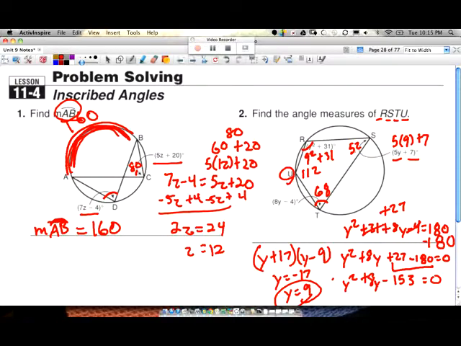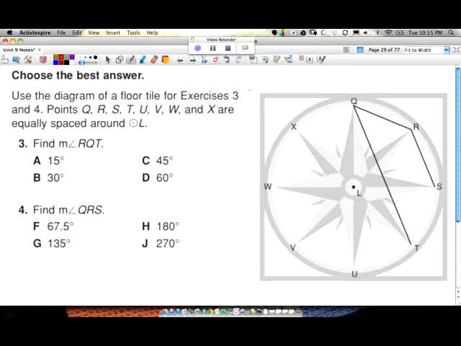And then the last angle, which would be angle U, is going to be supplementary to this one. Why? Because they're across from each other on a quadrilateral and they add up to 180, so then it's 128. Wow, that was a lot of calculation. But we got it. Let's do some more here.